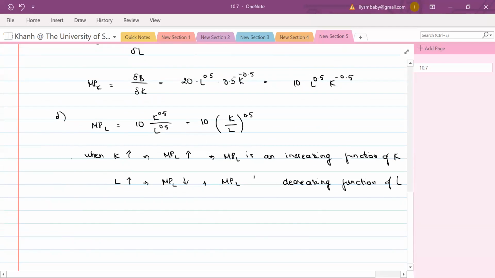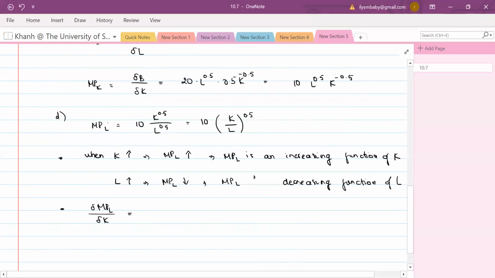Now, another way to confirm this is to differentiate the marginal product of labor with respect to K and prove that it is positive. If this is positive, then we're saying that marginal product of labor is an increasing function of K, because if the change in marginal product of labor given the change in K is positive, they are moving in the same direction. If K is increasing, marginal product of labor is increasing, and vice versa.